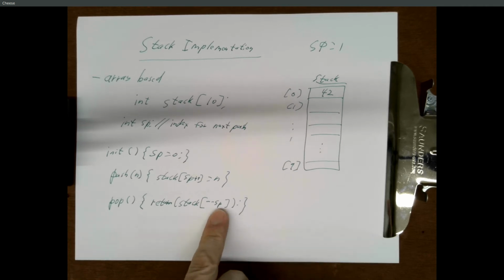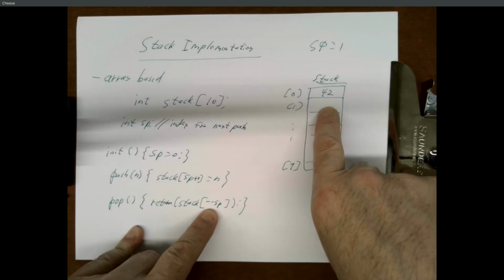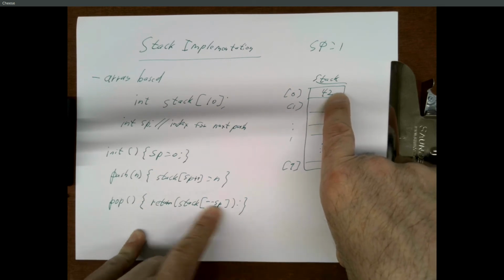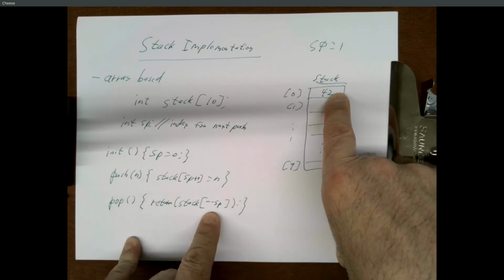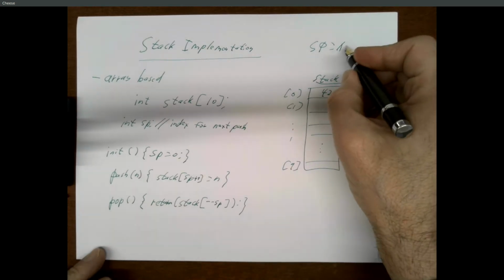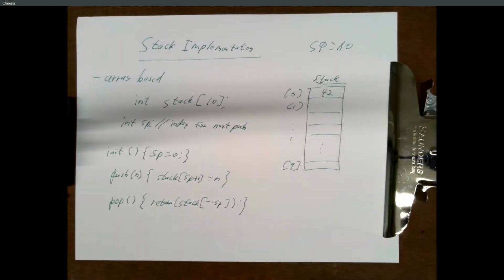Right? Subtract 1 from the stack pointer, because stack pointer is where I'm going to push the next thing. If I subtract 1, it's where I pushed the last thing, and then return that value from the stack array. So now stack pointer is 0. And that gets returned, and the stack pointer has been adjusted.